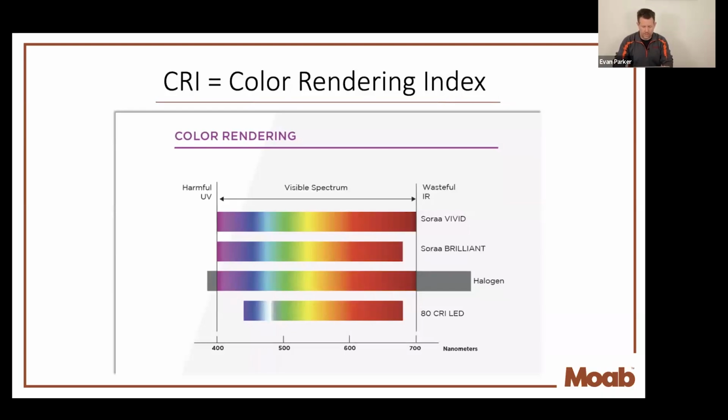And this kind of gives a sense of what I'm talking about. So the bottom bar is an 80 CRI bulb, and you can see it's missing reds, it's missing blues. So again, if your print has those colors in it under that light source, you won't see them at all.